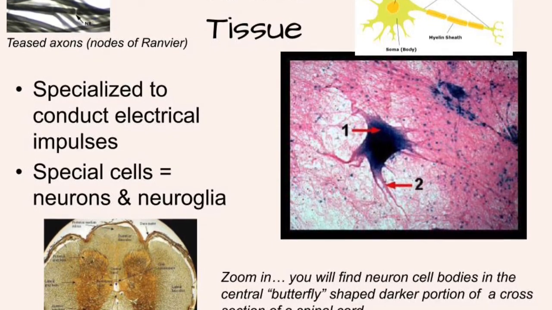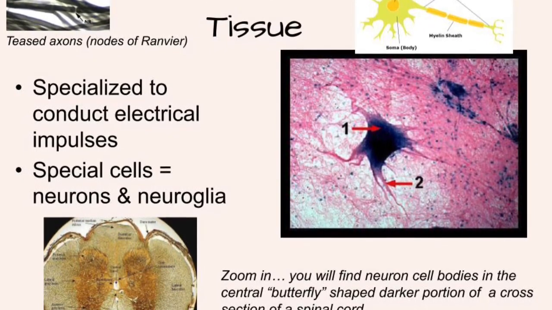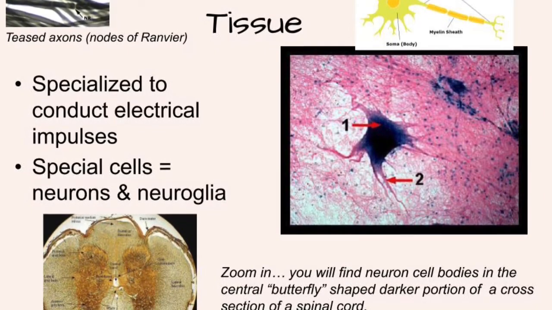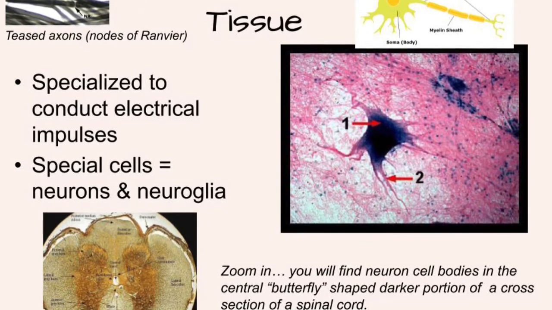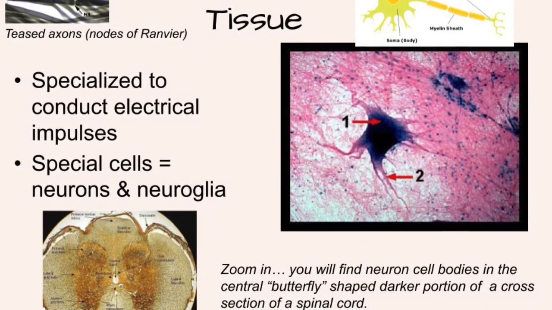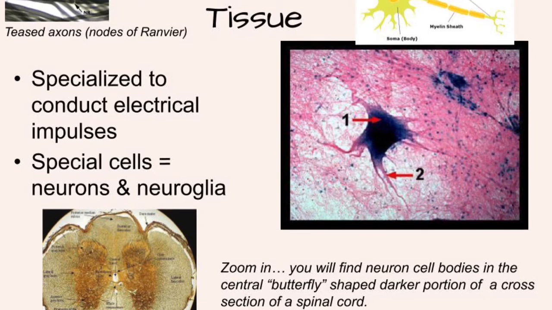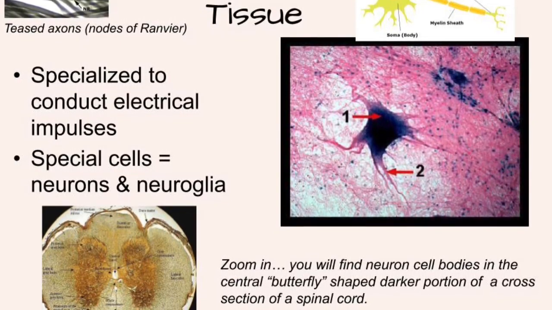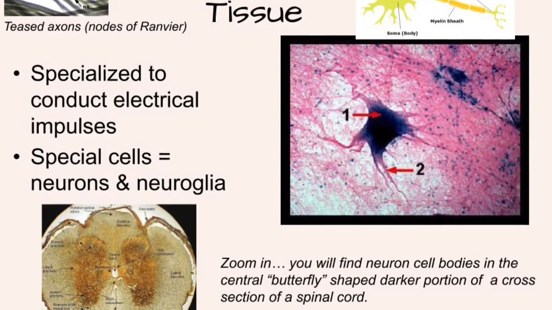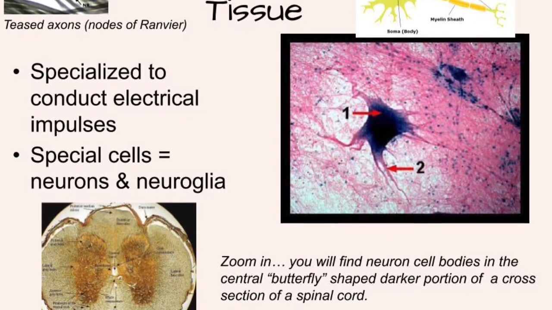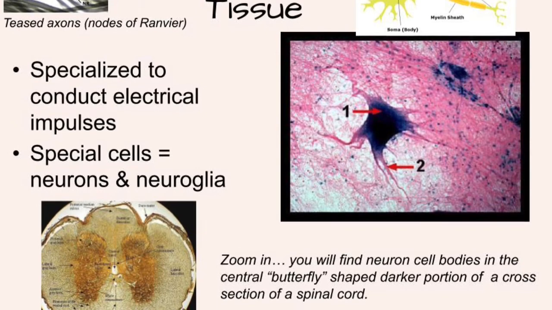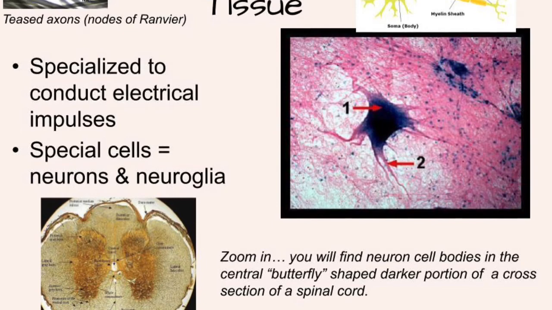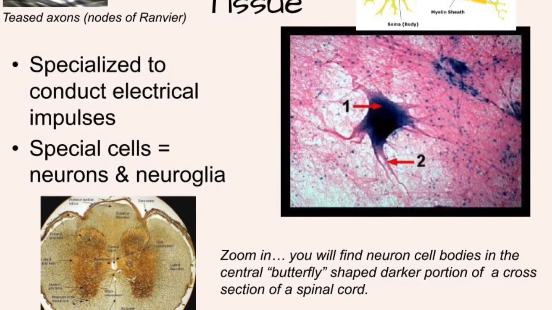If you look at an entire organ, like the cross-section of a spinal cord, you can see some areas are darker where they have a lot of neuron cell bodies, and other areas, like the surrounding of that butterfly shape in a cross-section of a spinal cord, look paler. Those paler areas are called the white matter, made up where you have more of the Schwann cells surrounding the axons, and the axons are traveling vertically up and down the spinal cord. So the darker areas are called gray matter, and the lighter areas are called white matter.